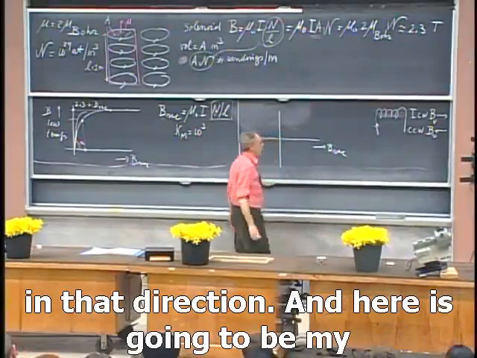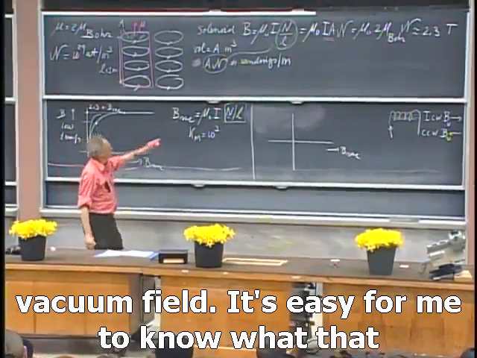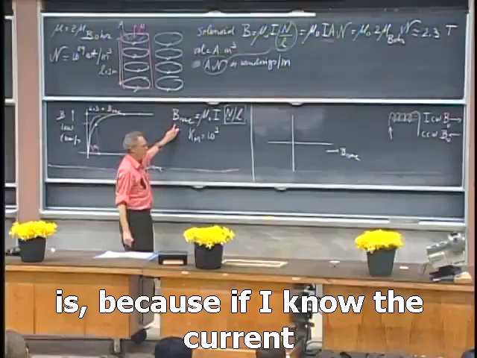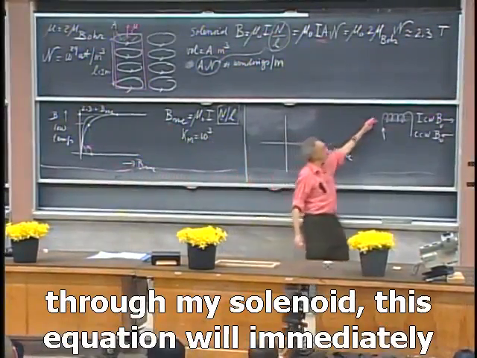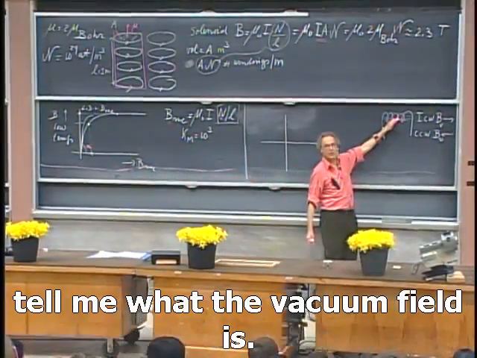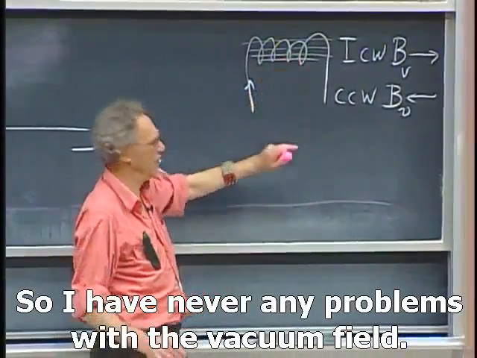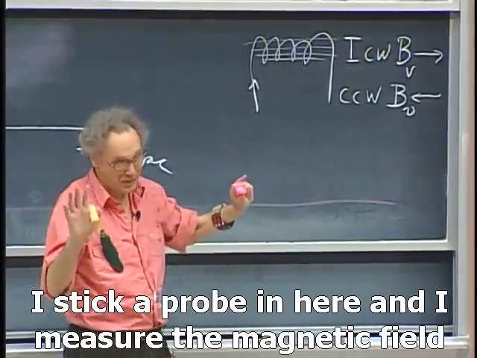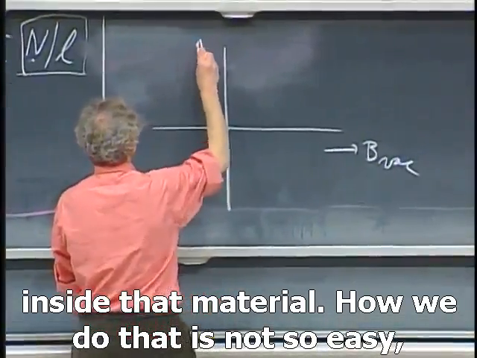It's easy for me to know what that is, because if I know the current through my solenoid, this equation will immediately tell me what the vacuum field is. So I never have any problems with the vacuum field. I stick a probe in here, and I measure the magnetic field inside that material. How we do that is not so easy, but we can do it. There are a few things that I can't tell you. This is one of them. So here is the magnetic field inside the material.